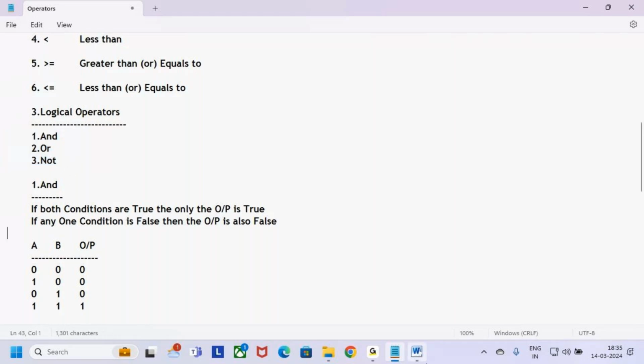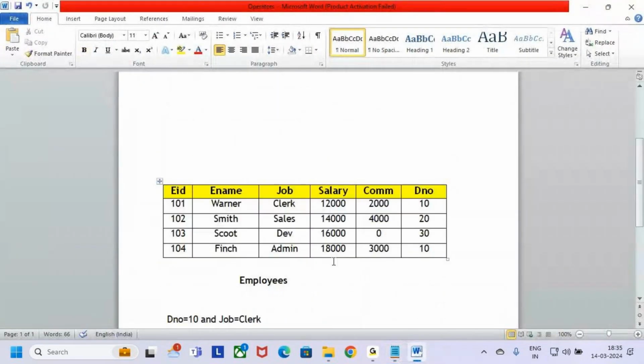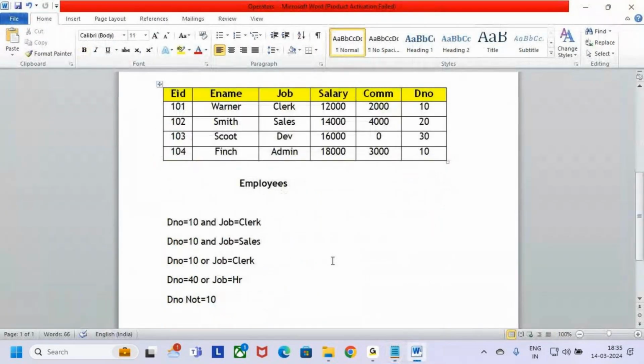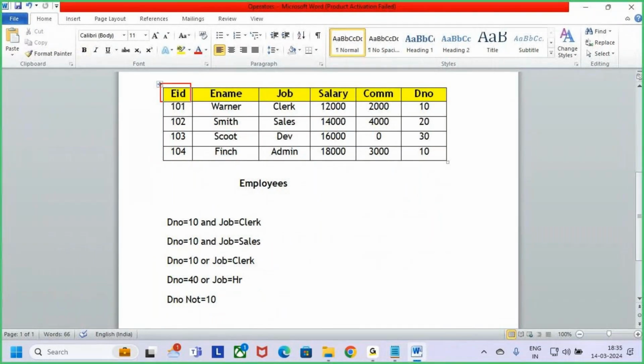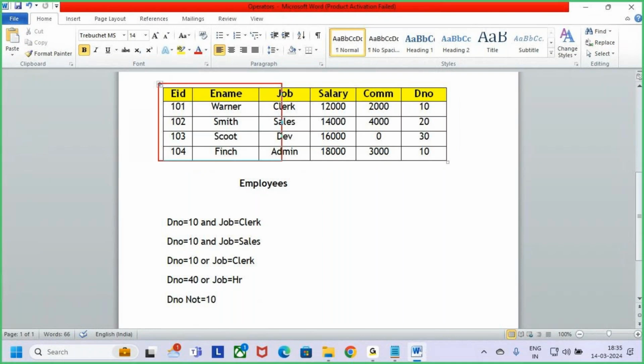Now in the Word document there is one table, that is the employees table. There is one table called Employees. Now based on the data I have in this table, I need to work with the logical operators. First, try to understand what my requirement here is. In this table, there are totally 4 employee details. I have the employee number, employee name, job, salary, commission, and department number. These are the columns I have in this table.